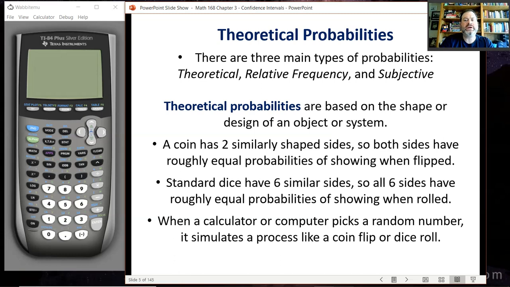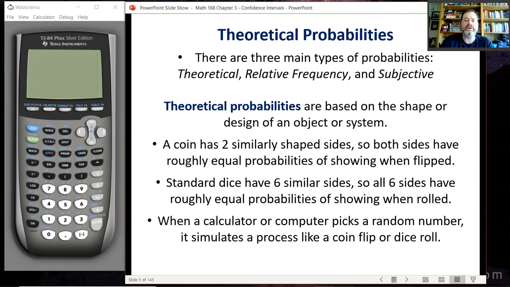So there's 3 main types of probabilities: theoretical, relative frequency, and subjective. So I'm going to go ahead and define all of these. We're really only going to use relative frequency in this class, but it's nice to know what a theoretical probability is and what a subjective probability is.